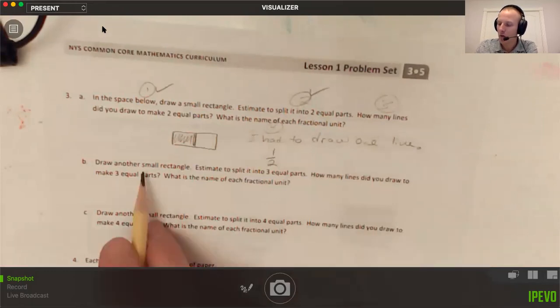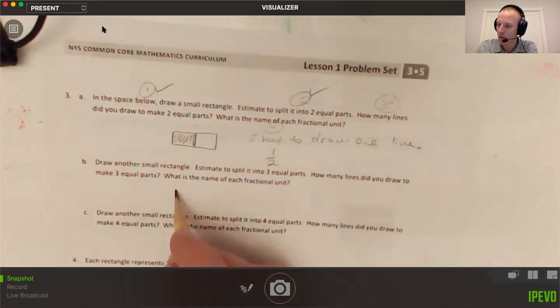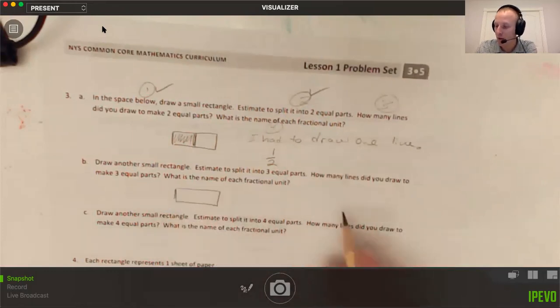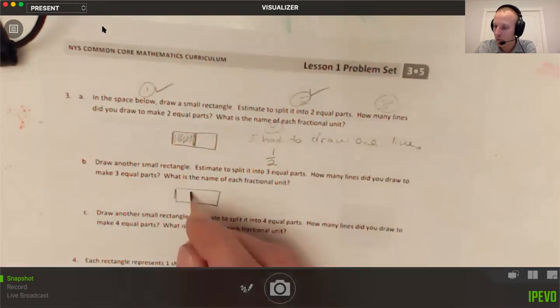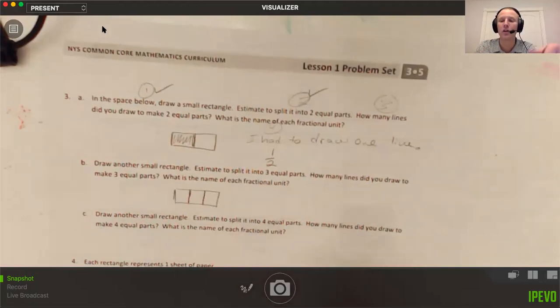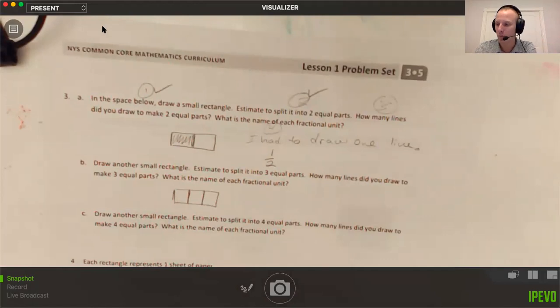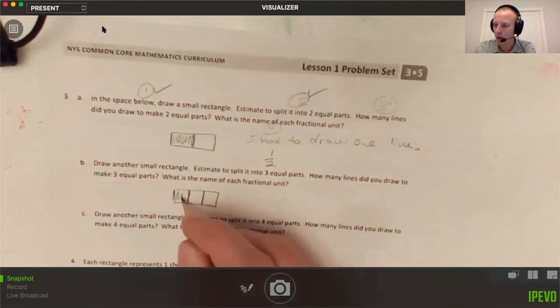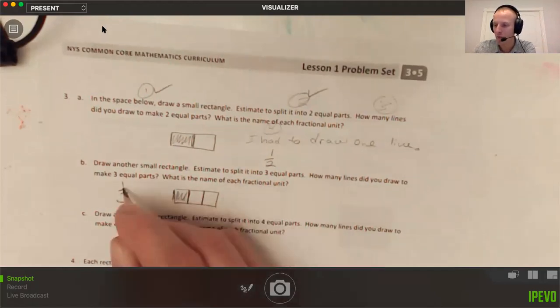Draw another small rectangle. Okay, I can do that easily enough. Split it into 3 equal parts. How many lines do you have to draw? Well, to split it into 3 equal parts, I have to draw 2 lines. Notice, to split it into 2 parts, I drew 1 line. To split it into 3 parts, I draw 2 lines. You have to draw 1 less line than the parts you're looking for in order to get those parts. So the fraction is 1/3, 1 out of 3.